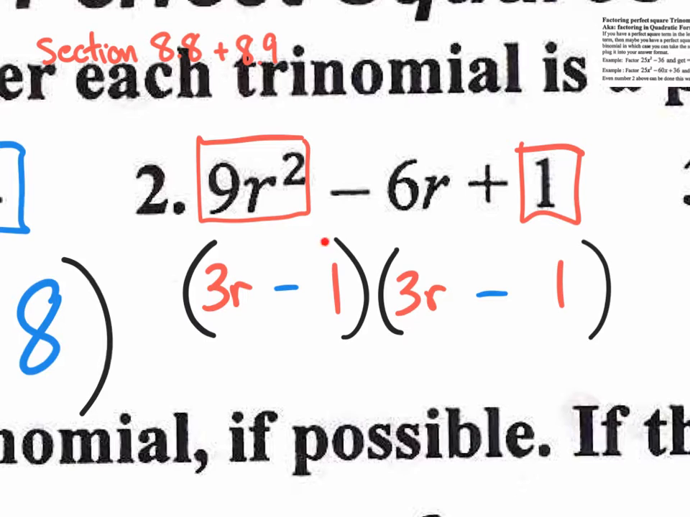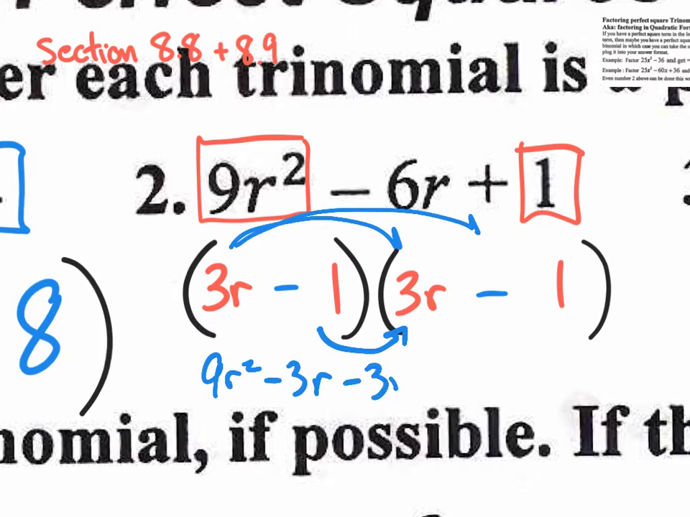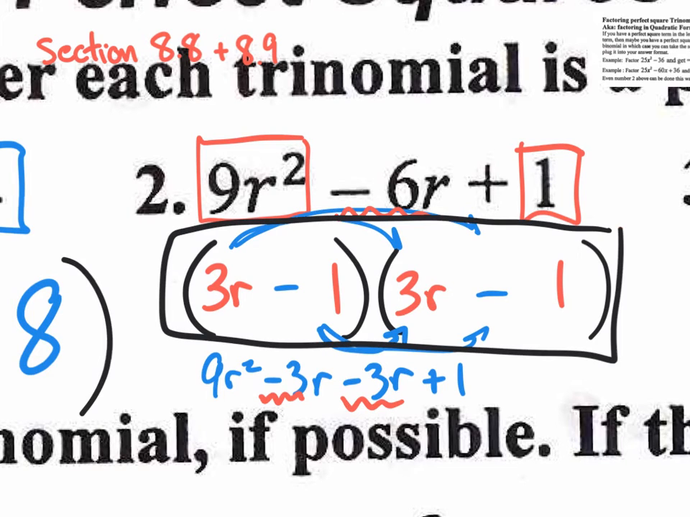If I go 3r times 3r, what do I get? 9r squared. 3r times negative 1, what do I get? Negative 3r. All right, let me actually show my work here. Okay, 3r times 3r, that's 9r squared. 3r times negative 1, that's negative 3r. Negative 1 times 3r, that's another negative 3r. And negative 1 times negative 1, that is positive 1. As you can see, these middle terms, what happens? They combine to give you that middle term that you have above. So you're absolutely positive that you got this correct answer, factored form.